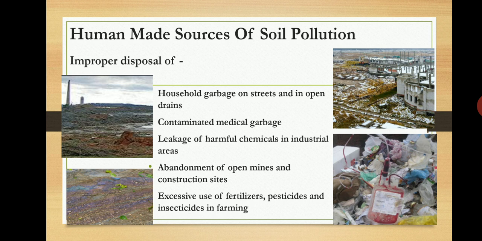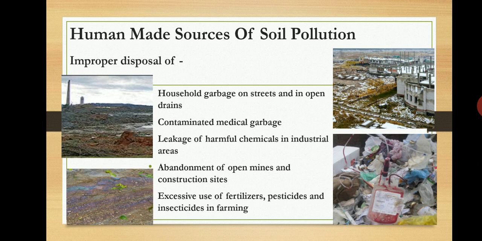Now let's look at human made sources of pollution. How do we cause soil pollution? It can be caused because of improper disposal of the following things. When I say improper disposal, it means that we have not thrown our waste properly. So what does it include? It includes household garbage on the streets and in open drains. We throw our rubbish or waste out on the streets. So that can cause soil pollution.